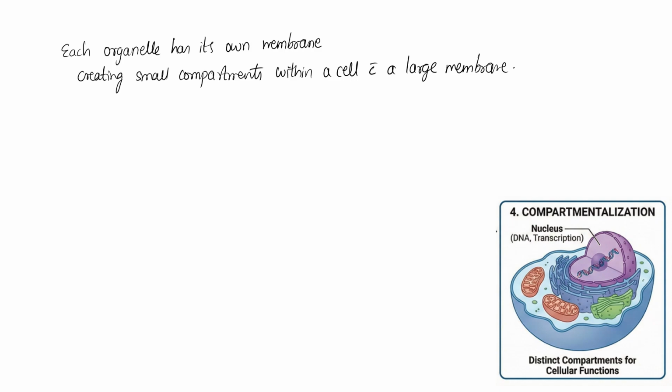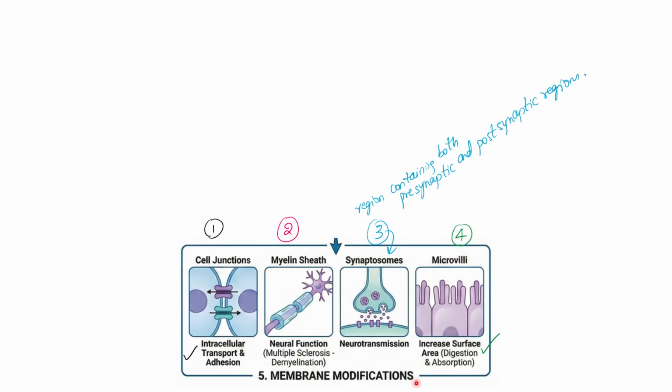And finally, membrane modifications. There are four modifications of the membranes. One is near the cell junctions. Near the cell junctions, because the membranes are modified, they help in intracellular transport and adhesions, cell-cell communication, cell transport. In neural function, coming to the neuronal cells, formation of the myelin sheath is also one of the membrane modifications. If the myelin sheath is defective, it can result in a disease called multiple sclerosis.